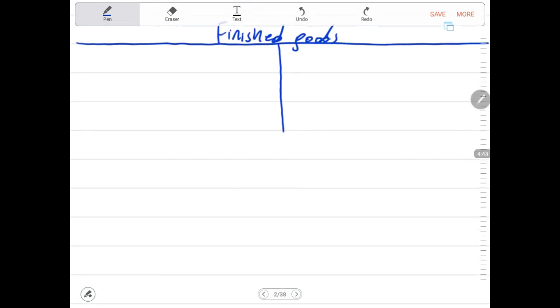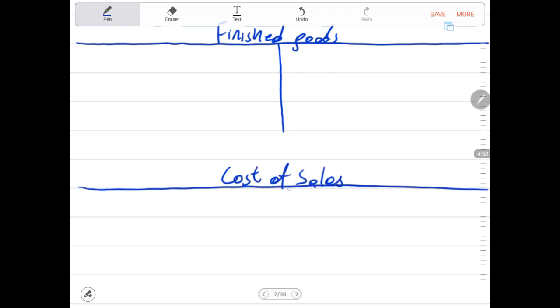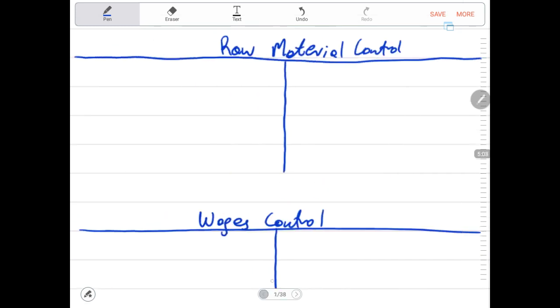Then when goods are finished, we sell them, and we need to record the cost of the goods that we have sold, which is cost of sales: how much was the cost of the goods that we are selling. So these are the required ledger accounts that we will be looking at in this question.